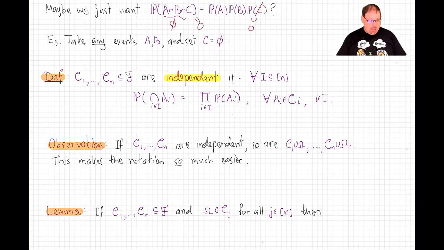But we could certainly arrange it so that A and B are not independent from each other, so that the probability of A intersect B is not probability of A times probability of B. For example, we could take A equal to B to be an event that has probability neither 0 nor 1, and then this would show that the triple product does not imply pairwise independence. If you'd like, you can think up more interesting counterexamples as well, where none of the three are the empty set.